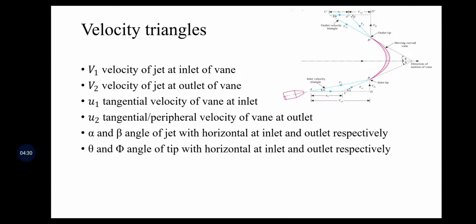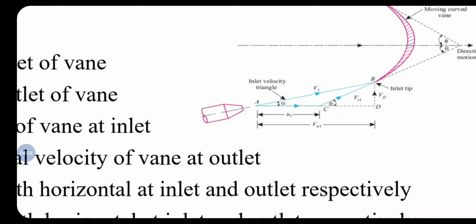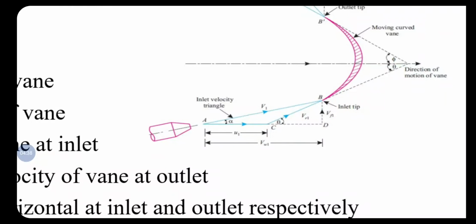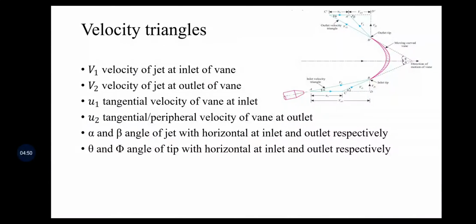The next angles we are going to assume are theta and phi. So we'll discuss what theta is and what phi is. Theta is the angle which we have already discussed, that is, the angle of the tangent drawn at the inlet tip, and phi is the angle of the tangent drawn at the outlet tip.